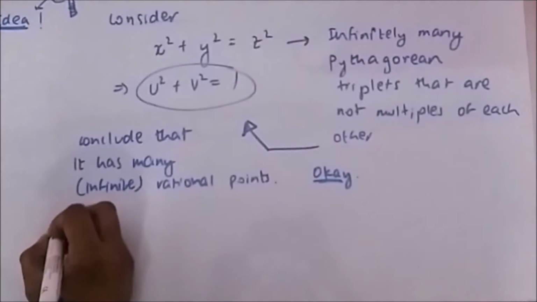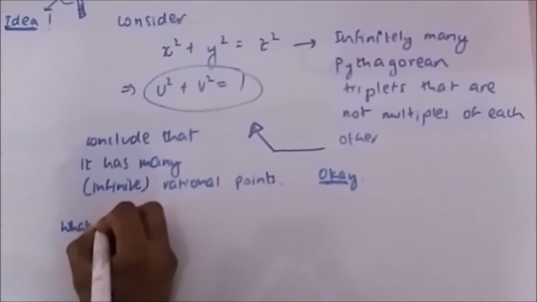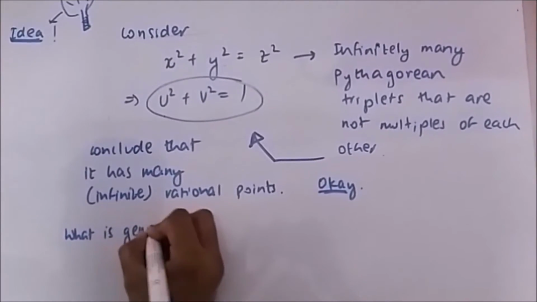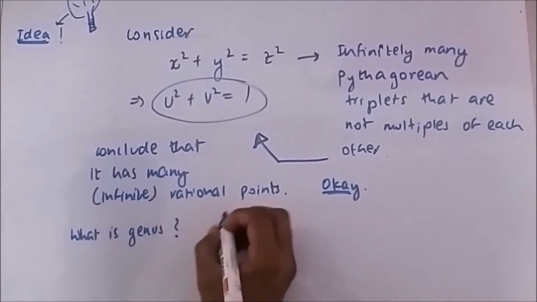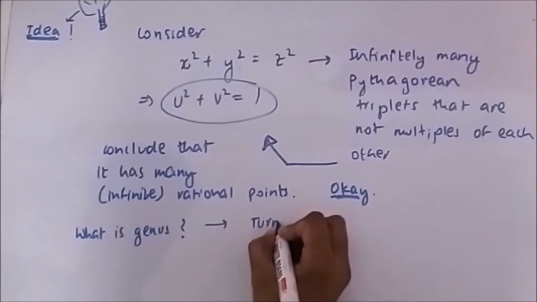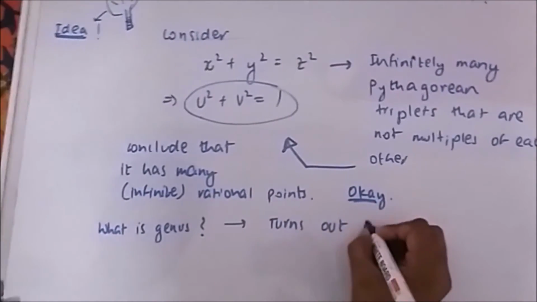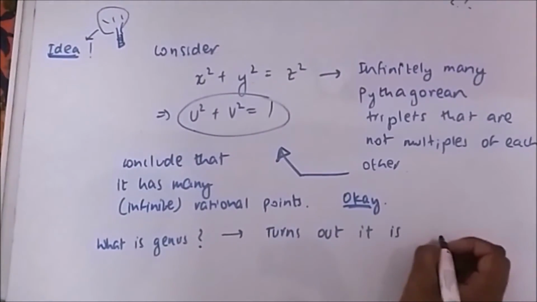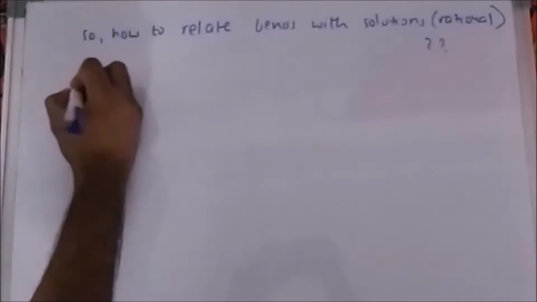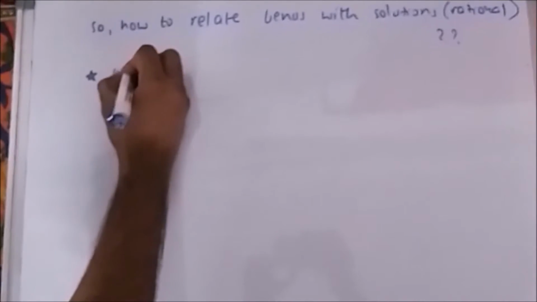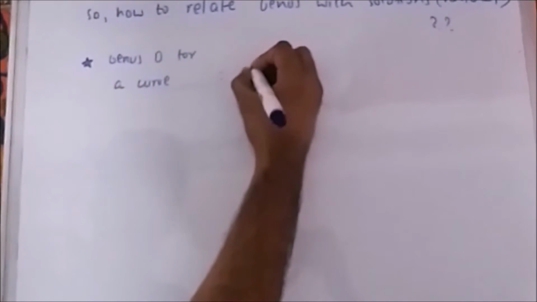Okay. So we also know that the genus of this curve, well, let me write it out. What is the genus of this curve? The genus turns out to be 0. So it's a startling thing. Continuing from the previous slide, how is this genus related? We found out that the genus was 0 for a curve.